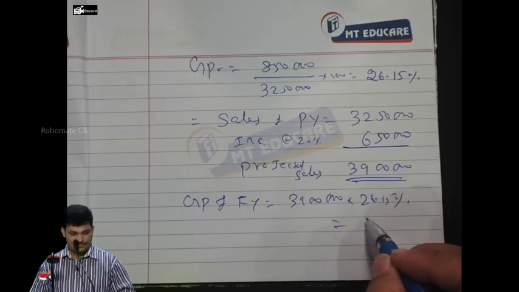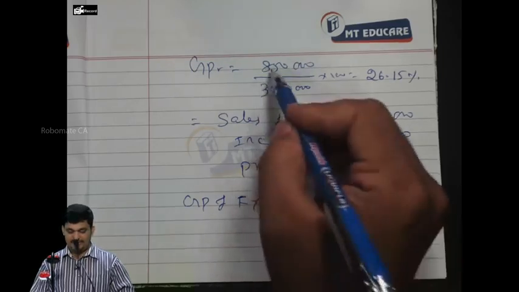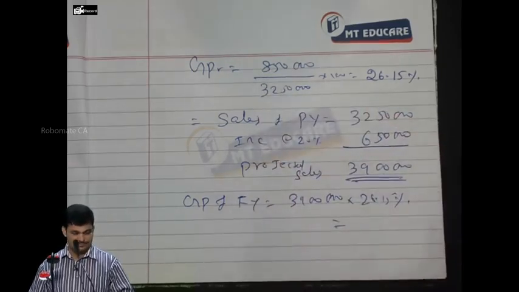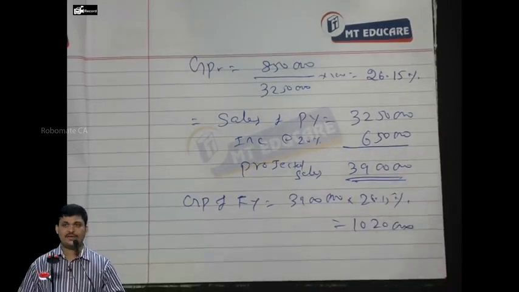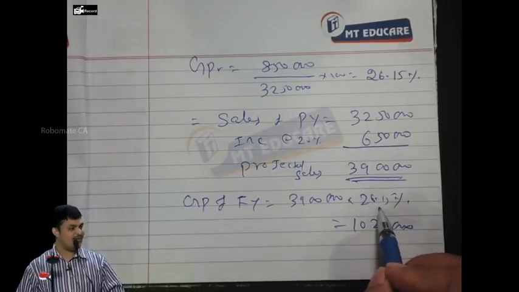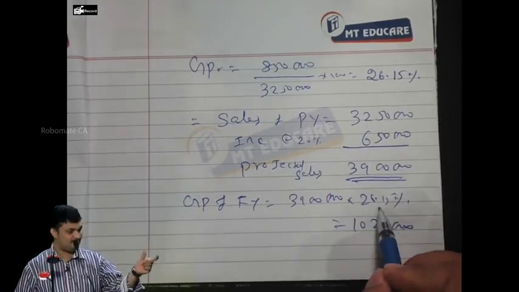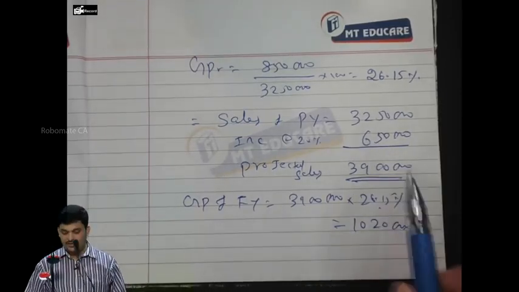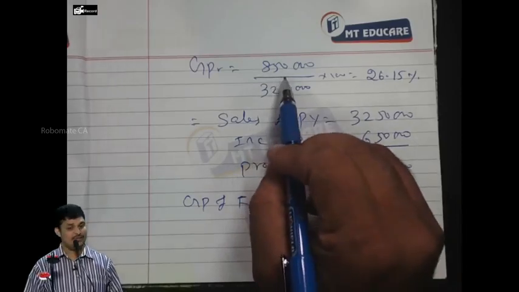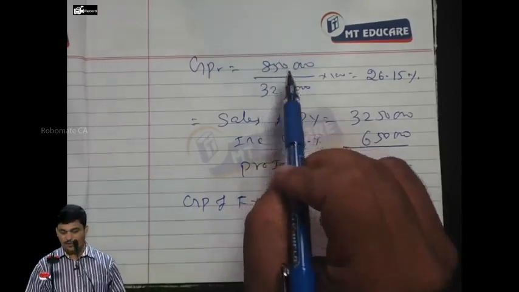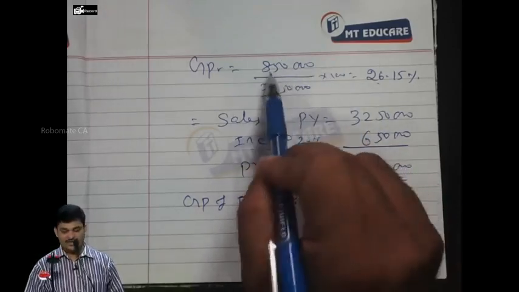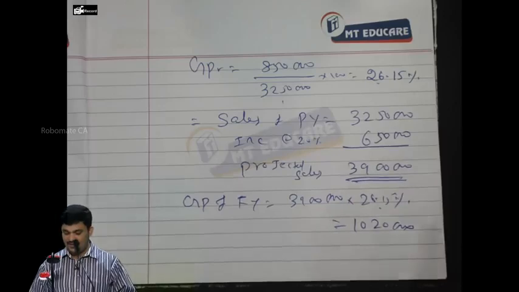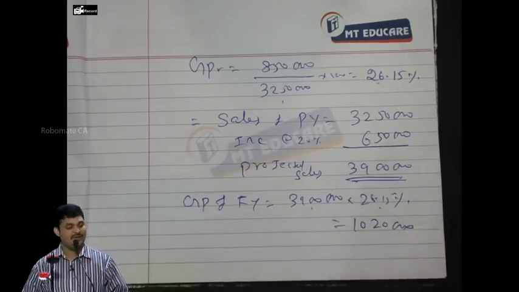10 lakh. To get accuracy, you can use 85 by 325. You will get 10 lakh 20,000. Correct? Because this 26.15 is an approximated percentage. What is this approximate percentage? I told you to get accuracy, you can use fraction. What is this percentage all about? 8,50,000 by 32,50,000, which is 85 by 325. So apply that: 39 lakhs into 85 by 325.